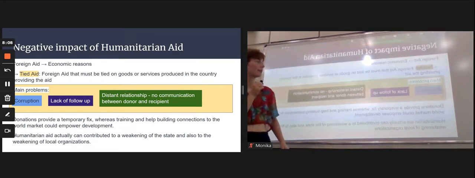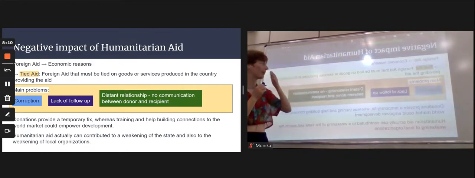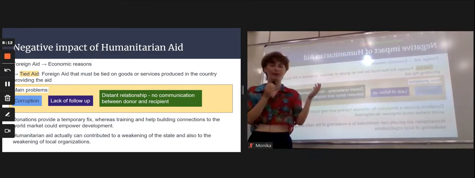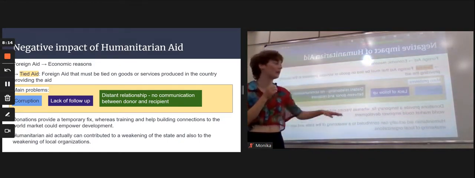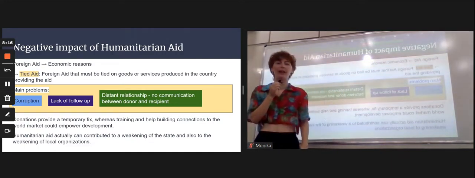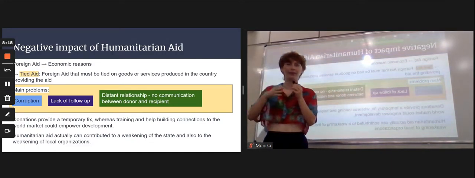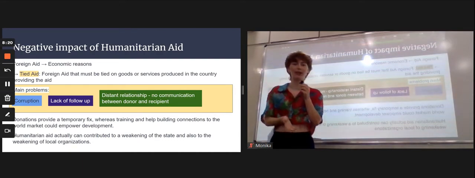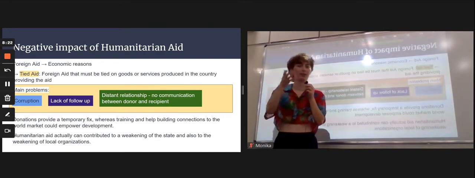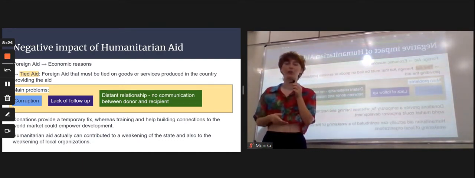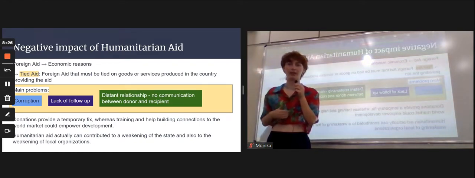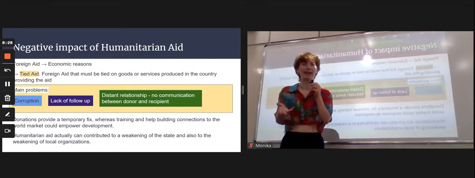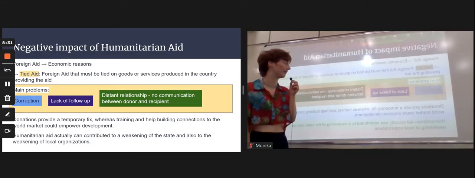Yes, so the main problems that will lead to a failure of humanitarian aid will be corruption. When the aid is given to a country and the leaders the money goes to are corrupt and just take all the money, no money will actually be used to develop.